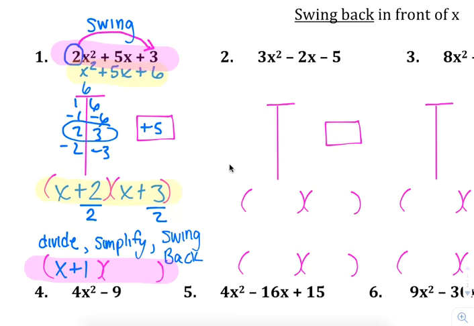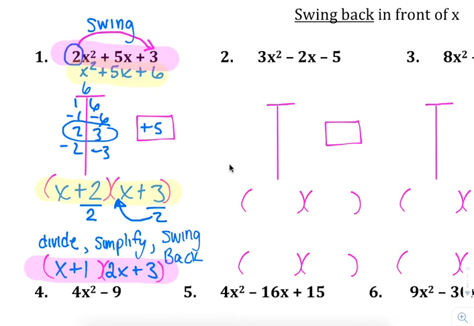Now, 3 divided by 2 doesn't divide. It also doesn't simplify. So what I'm going to do is if I cannot divide it, I'm going to swing it back and tuck it in front of the x. So that 2 is going to go with the x and the +3 will get to stay. That is a full answer, okay? It's a lot of work and you got to fit it all in that space. So kind of plan accordingly, okay?